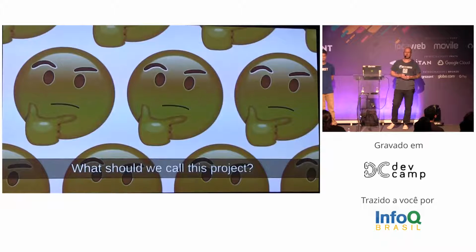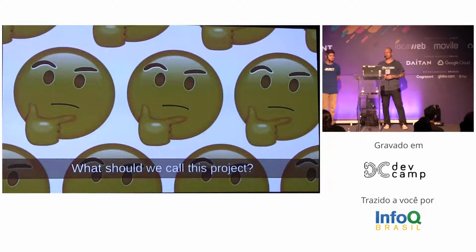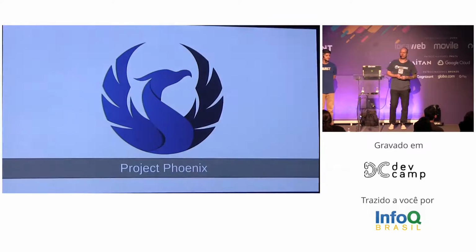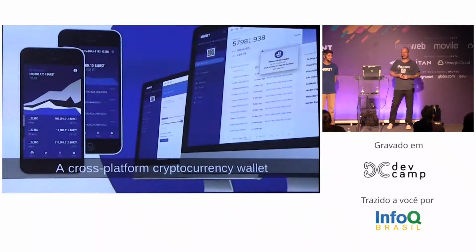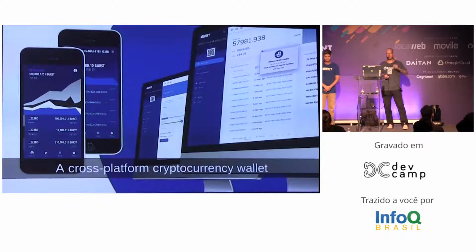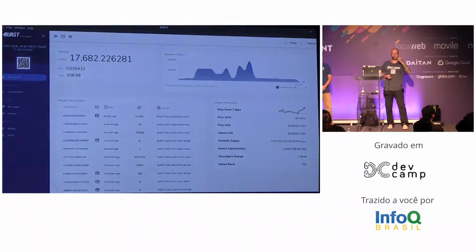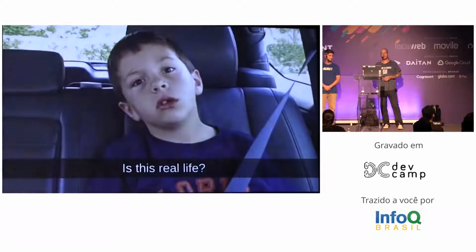At the beginning of each project, we need a name for it, and we called that Project Phoenix. Okay, a very cool name. And this is a part of the cryptocurrency wallet, and today it looks like that. We were about half a year, or 5 months, working on that, and then released the first beta version in May this year.